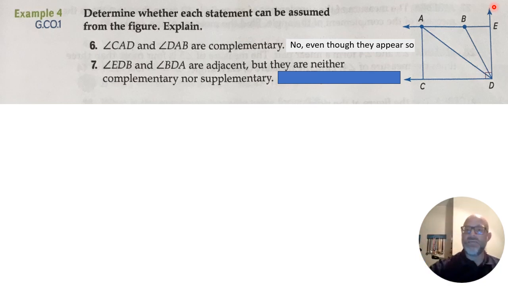All right. EDB and BDA are adjacent. Yes, that's true. They have a common side, right? They're right next to each other, but are neither complementary nor supplementary. That's true. There's no way that equals 180, and there's no way that equals 90. But not just because you're looking at the picture, but because you see that EDC is 90 degrees, and since this is clearly smaller than 90, which is indicated, then you know this must be not complementary and certainly not supplementary.